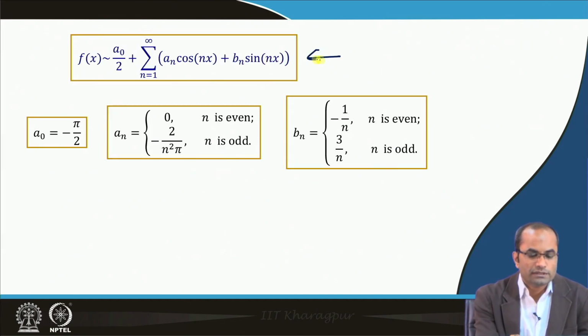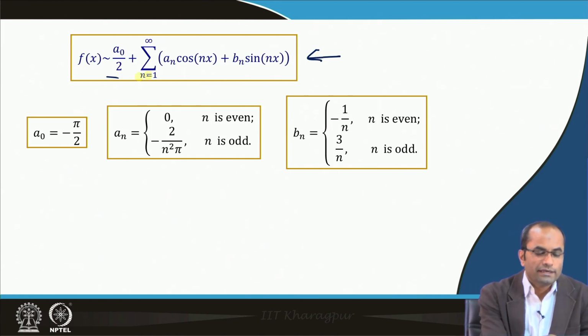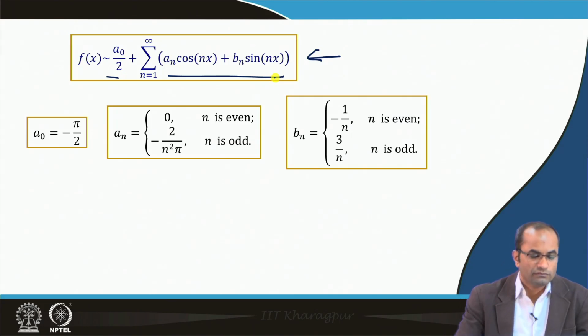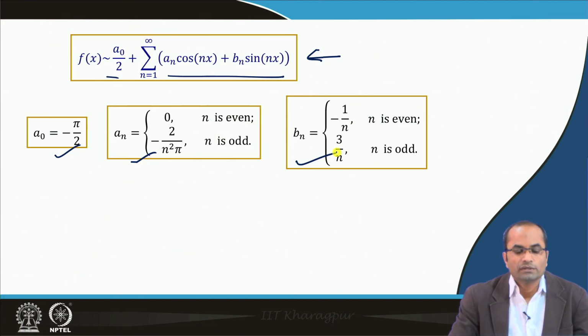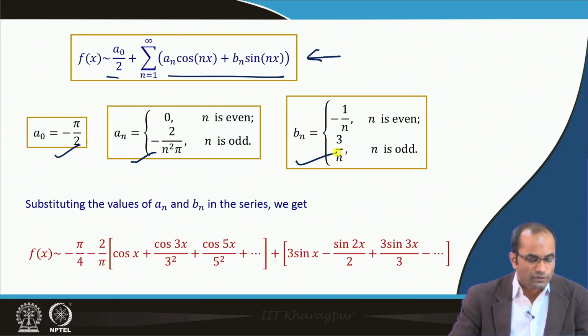Now, coming to the Fourier series. We can write down its Fourier series now. So, a_0 by 2 and then these a_n cos nx and b_n sin nx terms, where a_0, a_n and b_n we have just computed. So, we can substitute these coefficients in the Fourier series, and we can obtain the Fourier series as follows.